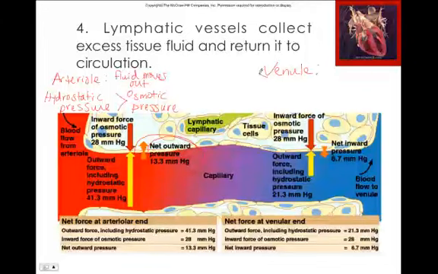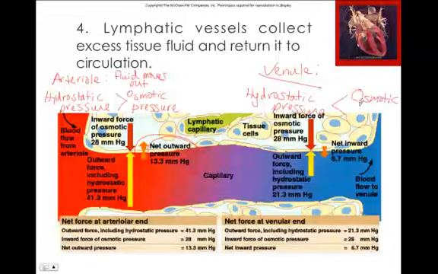hydrostatic pressure is actually less than osmotic pressure. And so the osmotic pressure is going to draw fluid back into that capillary, preventing it from losing too much fluid. So we have a net pressure drawing fluid back in. Now if you look here on the arterial end, you have a net outward pressure that's much greater than the net inward pressure, okay?